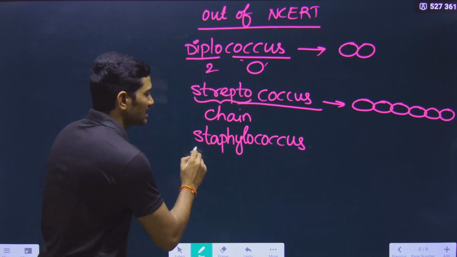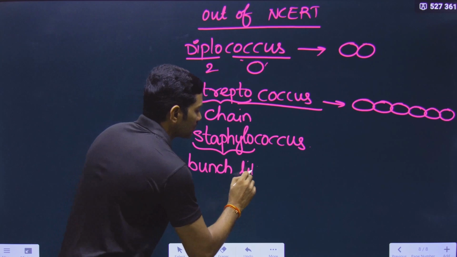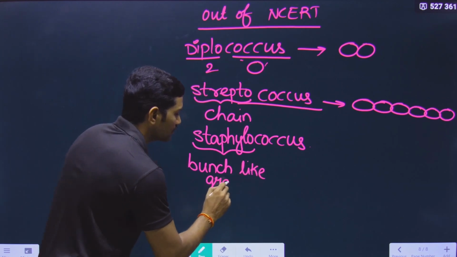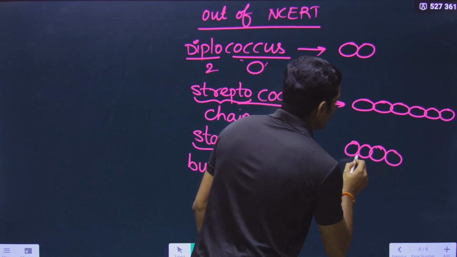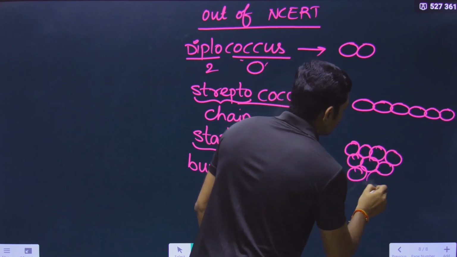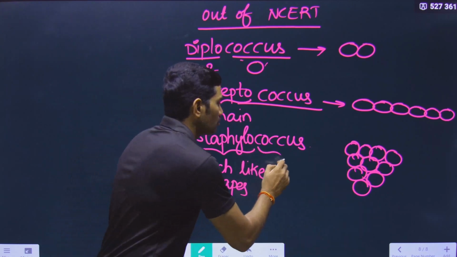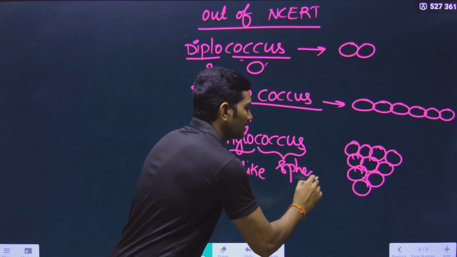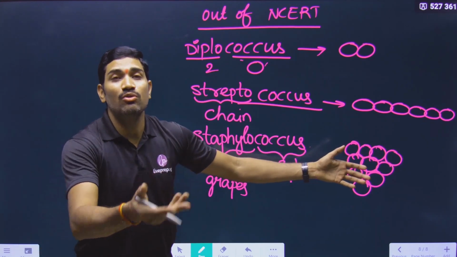Staphylococcus. What does this mean? Staphylo means a bunch, a bunch like grapes. How are the grapes present? They are present like this. So in this way a bunch of, what is this? Coccus is a spherical shaped bacteria. Understood or not? If they are present in this way, it is called staphylococcus.